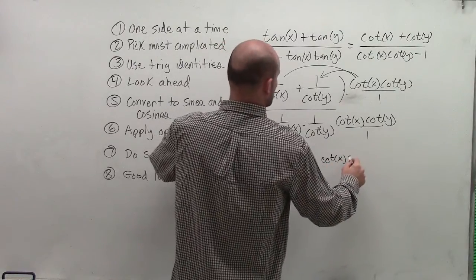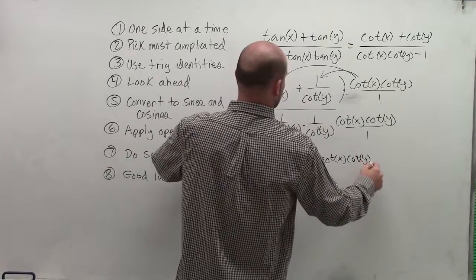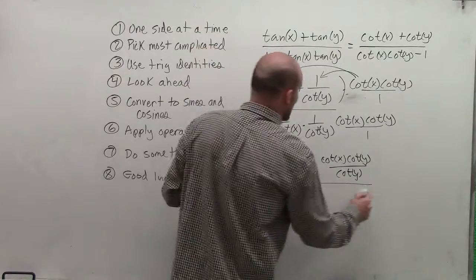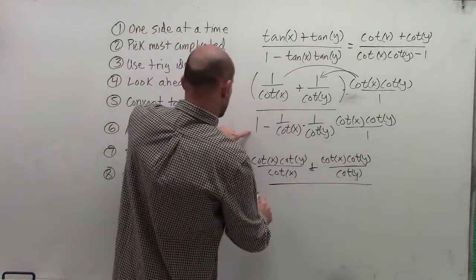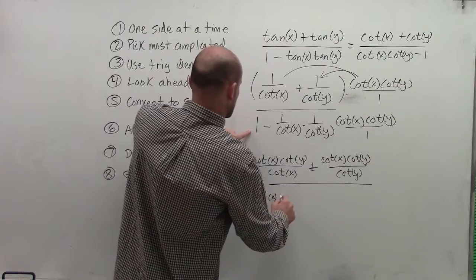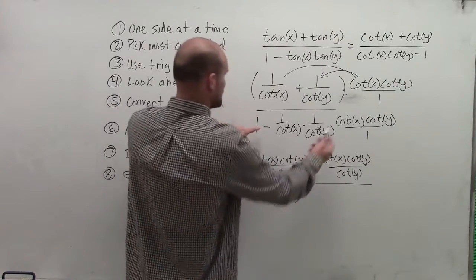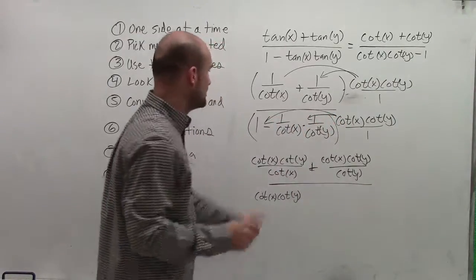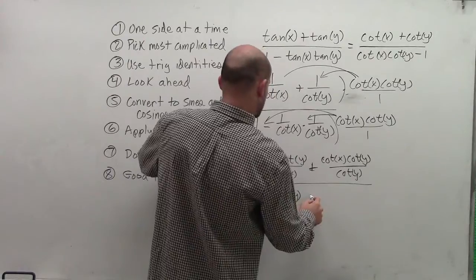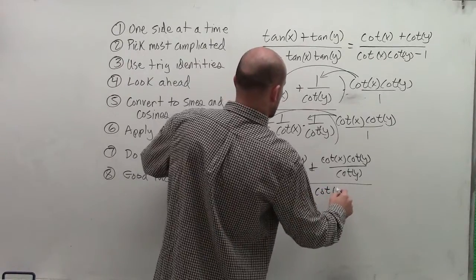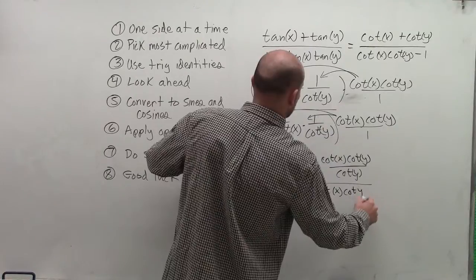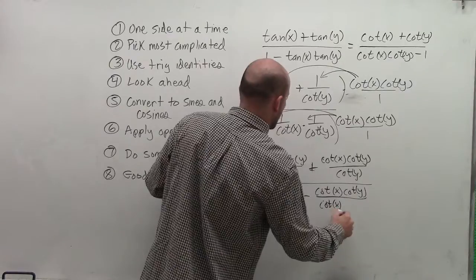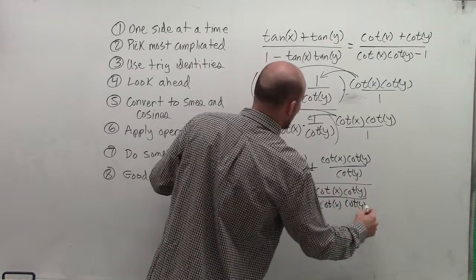cotangent of x cotangent of y all divided by cotangent of y, divided by, in the denominator, I'll now have cotangent of x, cotangent of y, right? Because again, I need to apply the distributive property. And then when I multiply here, you'll notice I'm just going to have minus cotangent of x, cotangent of y, which is my numerator. And then my denominator, I have cotangent of x, cotangent of y.